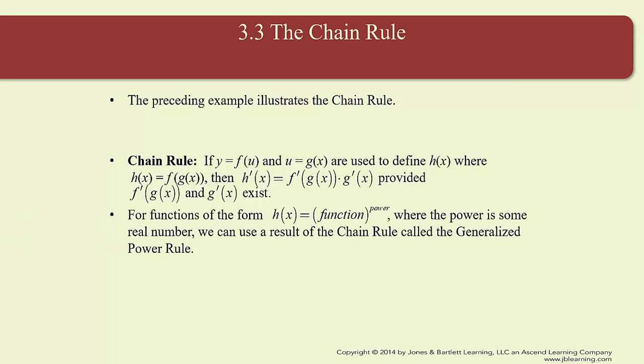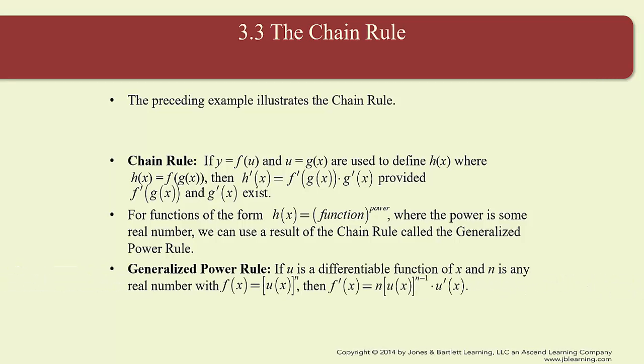Now we can specialize this a little bit to say if you have a function of the form h of x equals some function raised to a power, the power is just a real number, you can use the result of the chain rule to create something called the generalized power rule, which says if u is a differentiable function of x and n is any real number, then if your function is of the form u of x to the n power, then the derivative is n times u of x to the n minus 1 times u prime of x. That's just restating the chain rule.